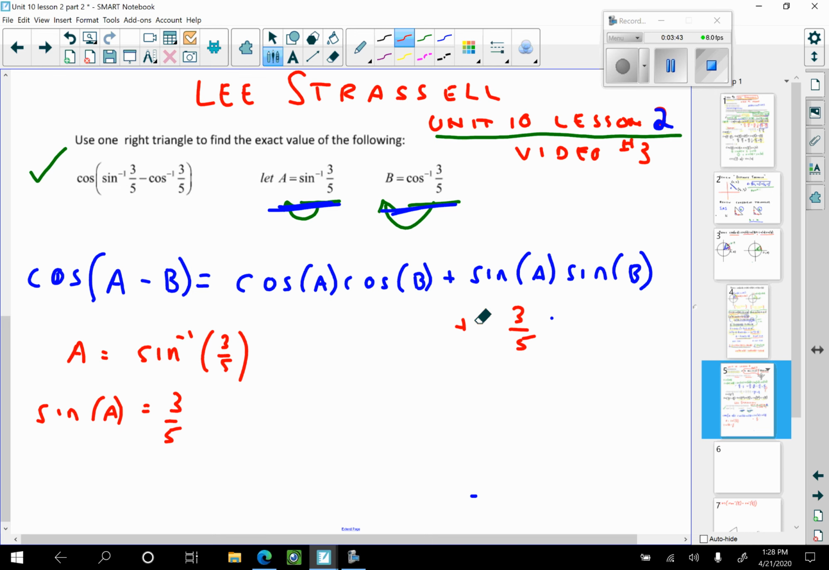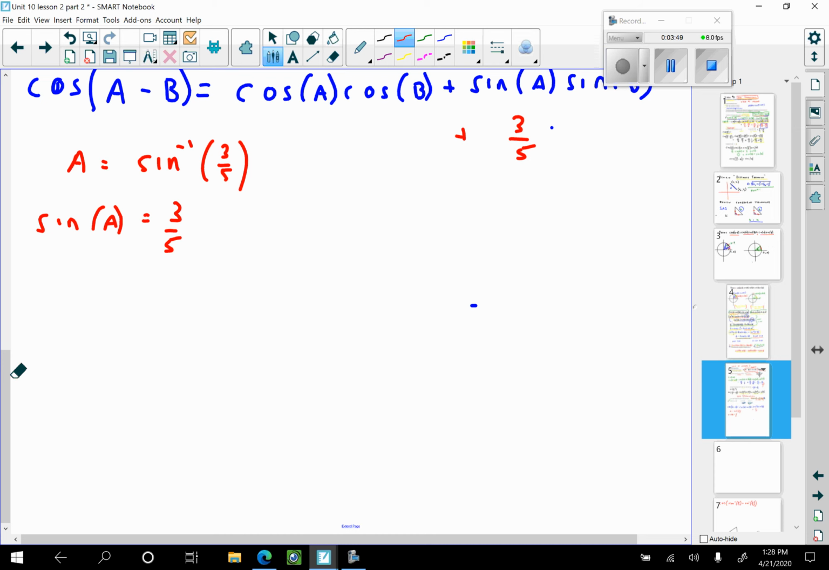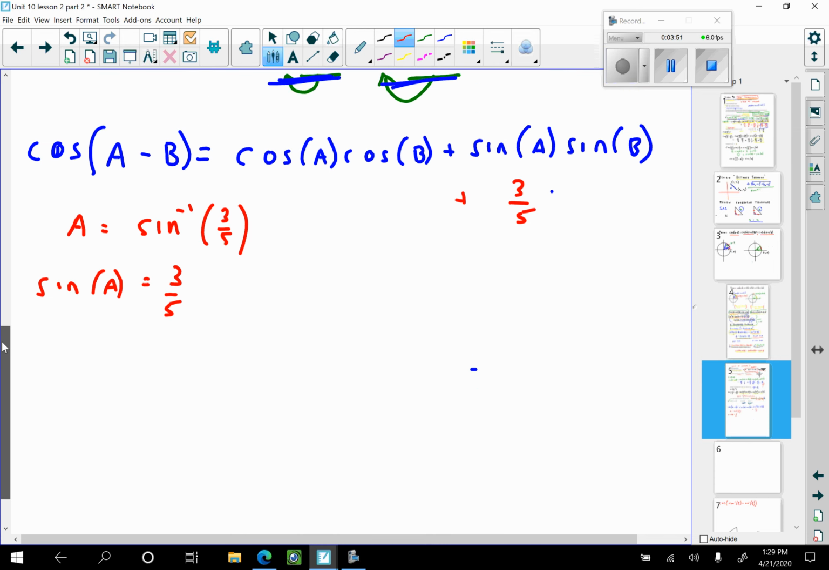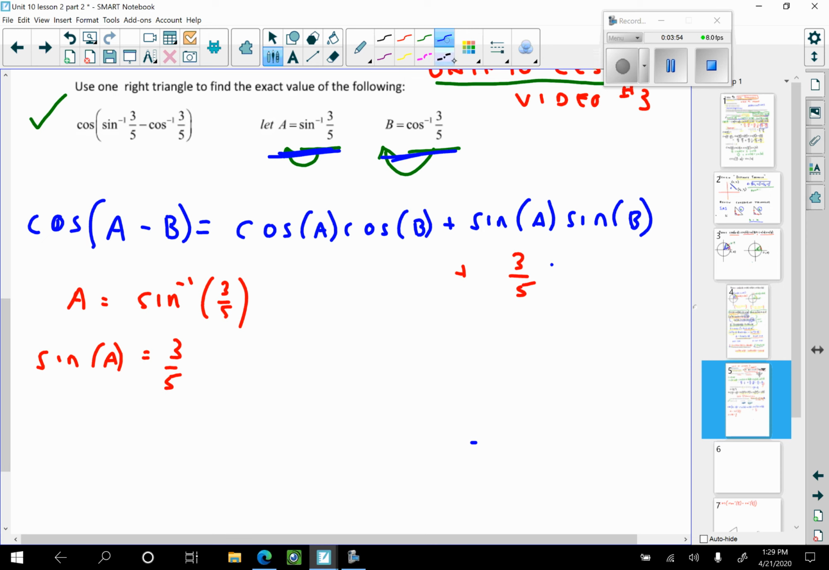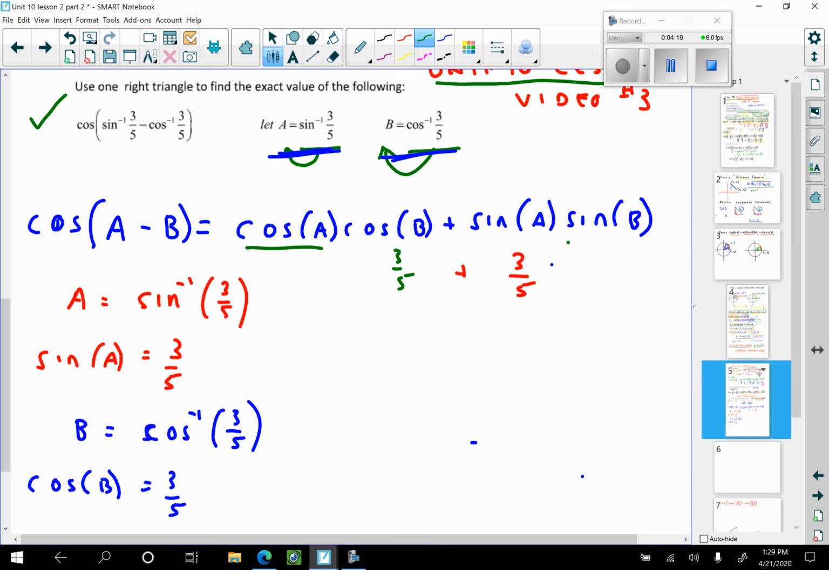And I also know that if B is the inverse cosine of 3/5, then the cosine of B is equal to 3/5. And so this guy here is going to be 3/5. What I need to figure out is what the cosine of A is and the sine of B.